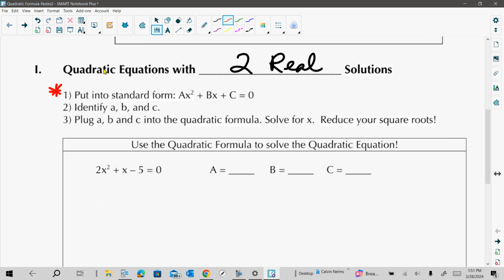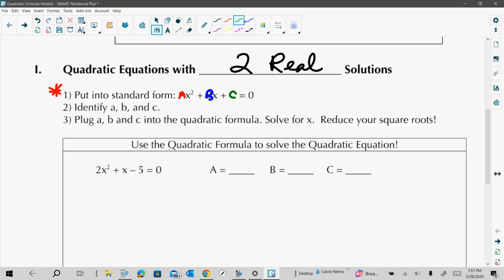So the first thing is we have to make sure the equation's in standard form. Basically, we want the equation equal to 0. And then we need to identify each part. We need to identify the a. The a is your coefficient, your number in front of the x squared. Then you want to identify your b, and then your c is your constant.